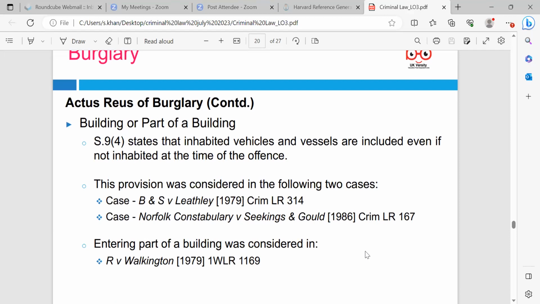In this case, the defendants B and S entered a freezer container that had been placed in a farmyard and stole goods from it. The container was resting on sleepers, weighed 3 tons and was 25 foot long by 7 feet. It had not been removed for over 2 years, had a door and locks, and was connected to the electricity supply. The defendant was charged with burglary and subsequently appealed the decision to the Crown Court.